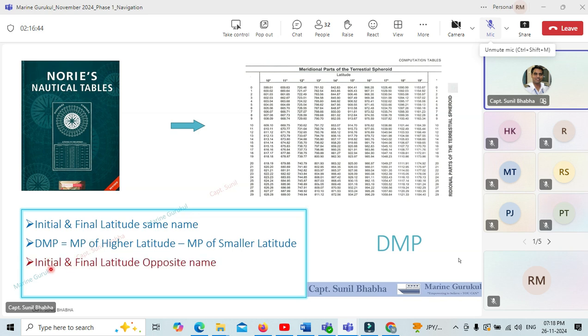In case the initial and final latitudes are of opposite names, the positions are in different hemispheres. In that case, the DMP is given by meridional parts of the higher latitude plus meridional parts of the smaller latitude. Or in other words, the meridional parts of the initial and final positions are added up to get the DMP. This is exactly like how we calculate the DLAT, difference of latitude between two positions. Same name, we subtract, bigger minus smaller. Opposite name, we add both of them to get the DMP.